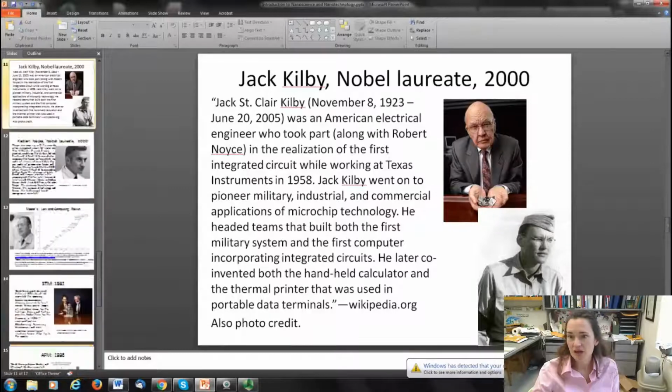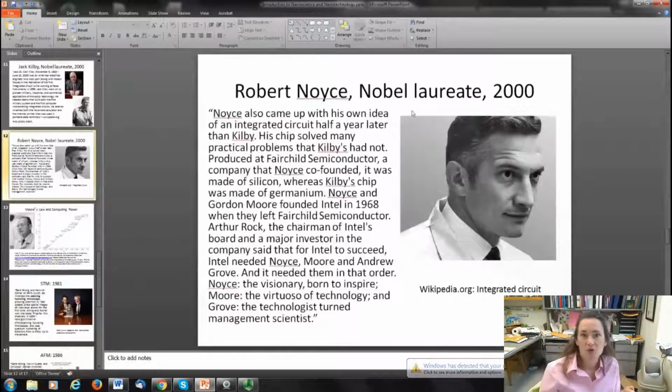Now, this guy right here is Robert Noyce, one of the ones that also worked on the first integrated circuit. He came up with his own idea of an integrated circuit about half a year later than Kilby, but his chip solved many practical problems that Kilby's hadn't. It was produced at Fairchild Semiconductor, a company that he had co-founded, and it was made of silicon, whereas Kilby's chip was made of germanium. Noyce and Gordon Moore later founded Intel in 1968 when they left Fairchild Semiconductor, so you know they're doing okay.